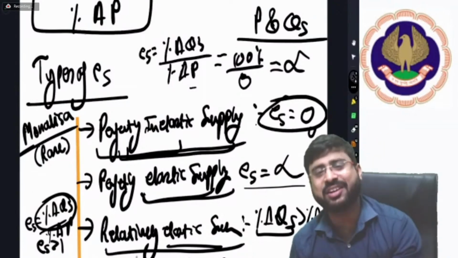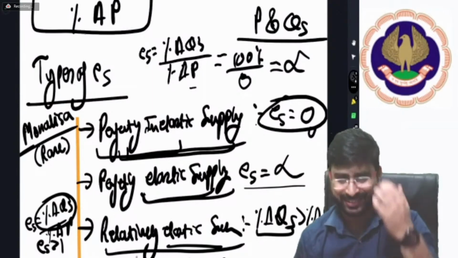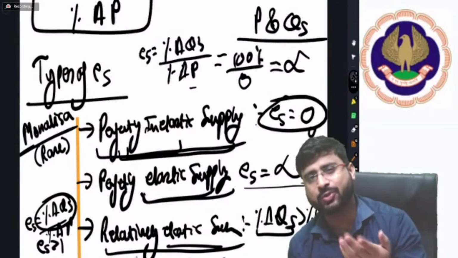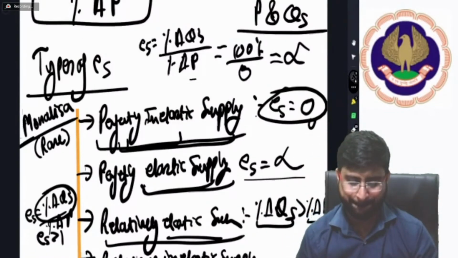If the numerator is greater than the denominator, obviously the fractional value will be greater than 1. Yes or no? Suppose quantity rises by 200%. Price rises only by 100%. So 200 by 100 is 2, which is greater than 1.